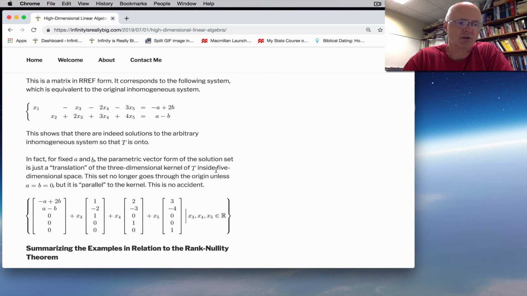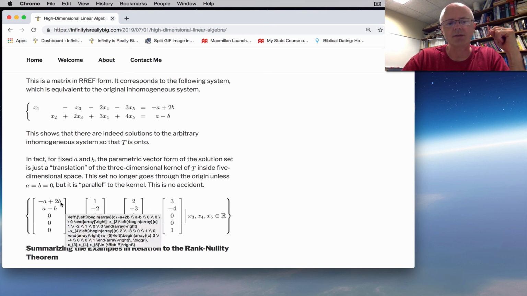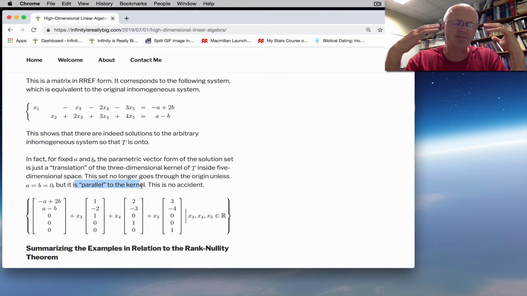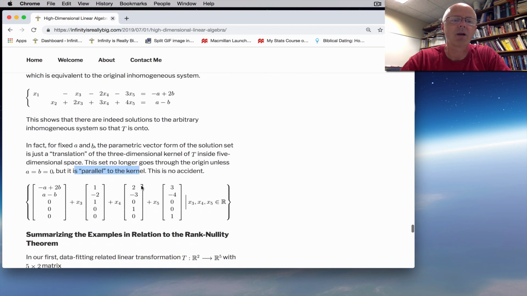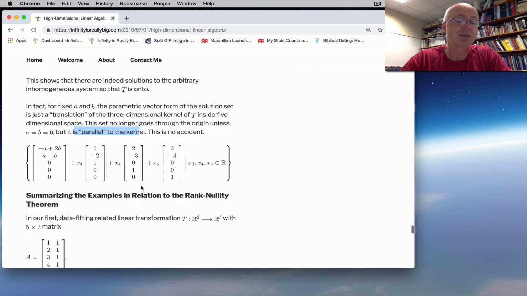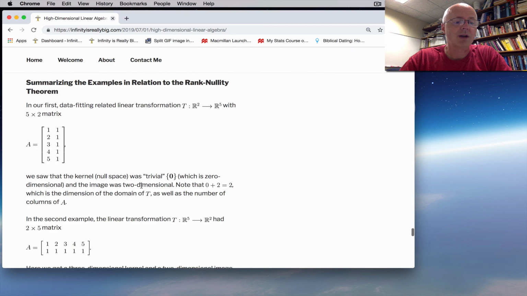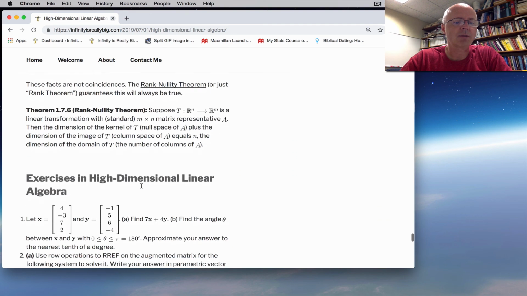It's a 3-dimensional space inside 5-dimensional space as well. Not the same as the null space because you got this extra constant vector on there. In a sense, it's parallel to the kernel. Oh boy. Again, something we can't imagine. This is a 3-dimensional space that's somehow parallel to the 3-dimensional kernel sitting inside 5-dimensional space. This is getting pretty wild, I think. This is the last section here. Yep, then there's the exercises.